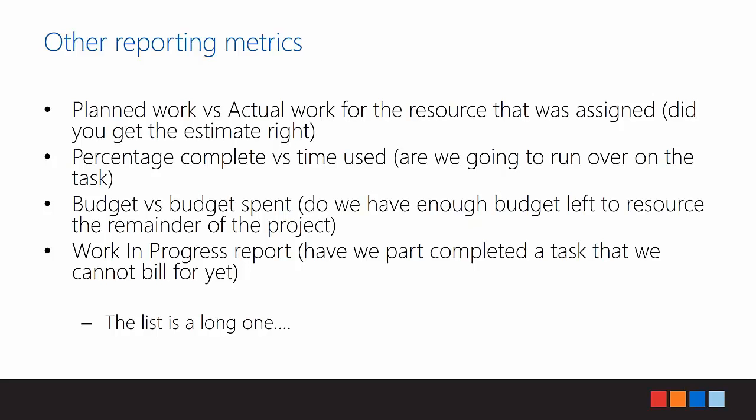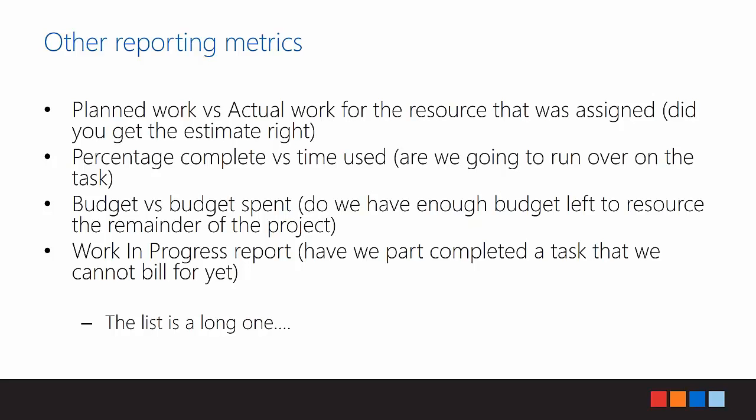Percentage complete versus time used. Are we going to run over on the particular task? Does this mean, well, have we used 90% of the budget but it's only 10% complete? If that is, we can start to highlight that, pick that up, and maybe add resources or change resources at that particular stage. Budget versus budget spent. Do we have enough budget left to resource the remainder of the project?